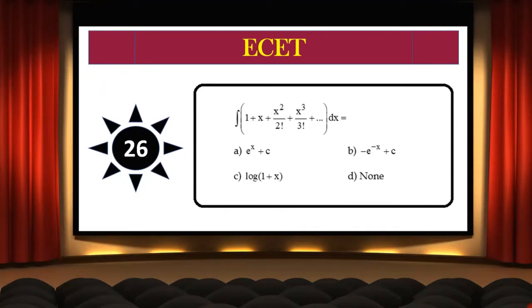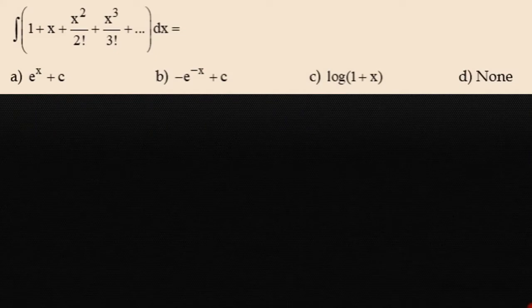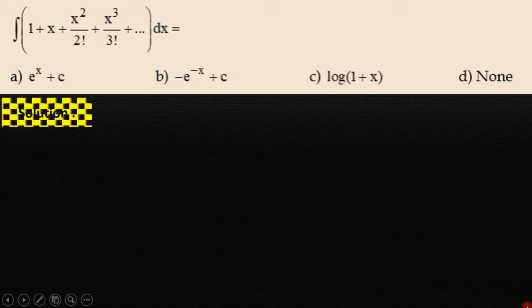Dear students, see the question number 26. Read the question and write it. The question is integral 1 plus x square by 2 factorial plus x cube by 3 factorial plus and so on into dx is equals to, options are e power x plus c, minus e power minus x plus c, log of 1 plus x, none. Let us find this.